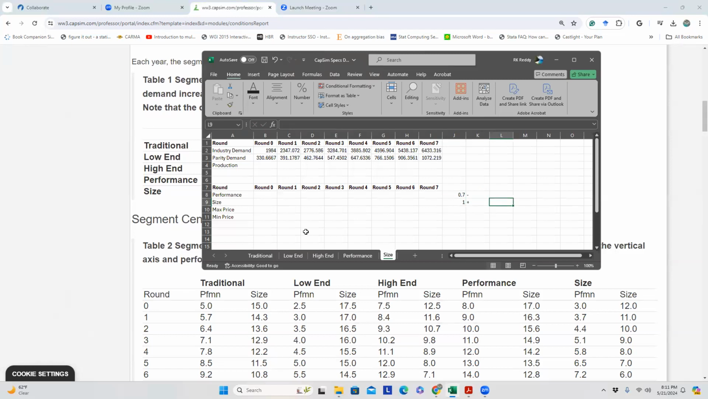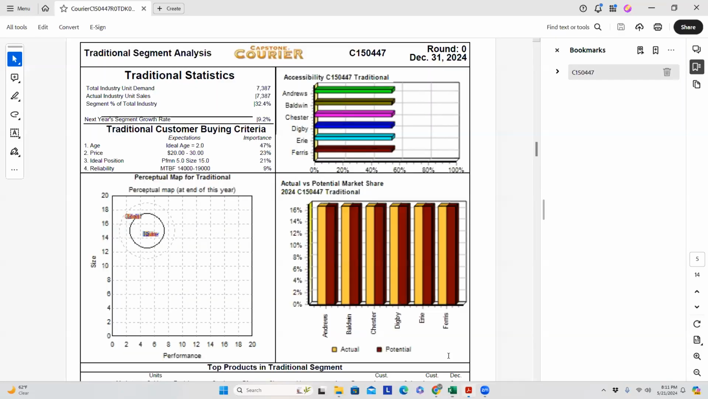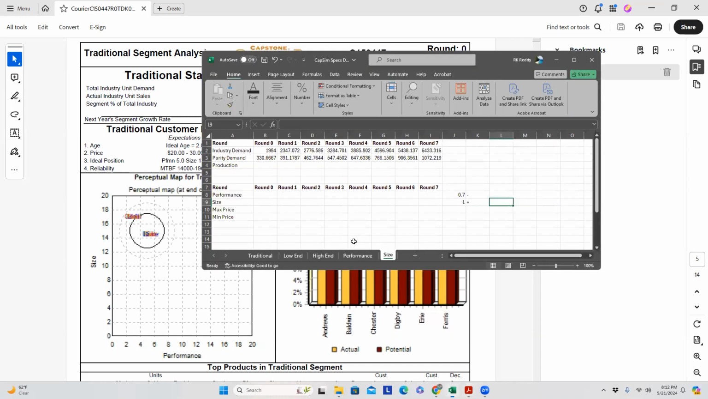Now we need to know the starting positions of each of these. That takes us to this. What do they want in round 0? If you look at this, at the end of round 0, they want 5 in performance and 15 in size. This is 5 and this is 15. So what does this mean?